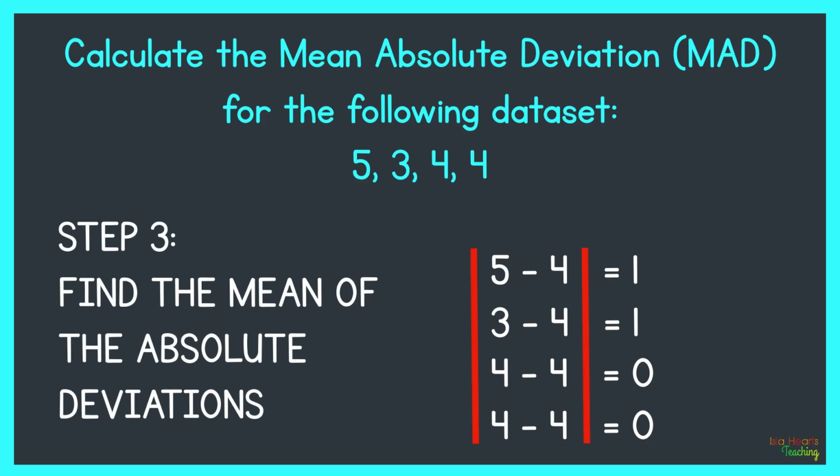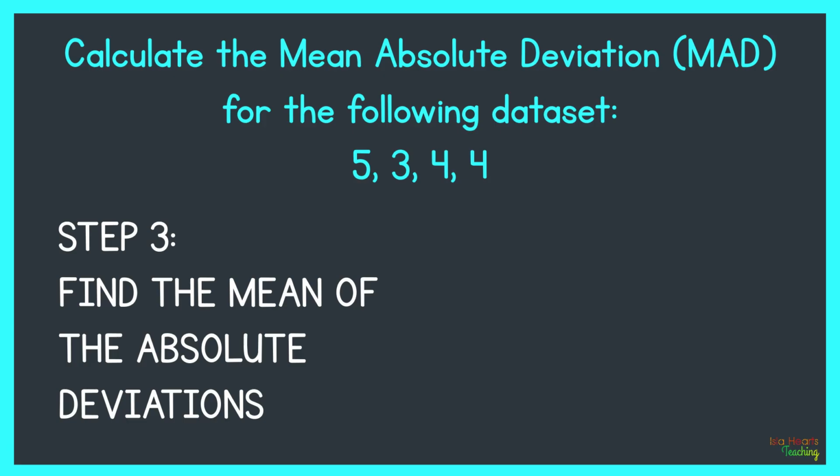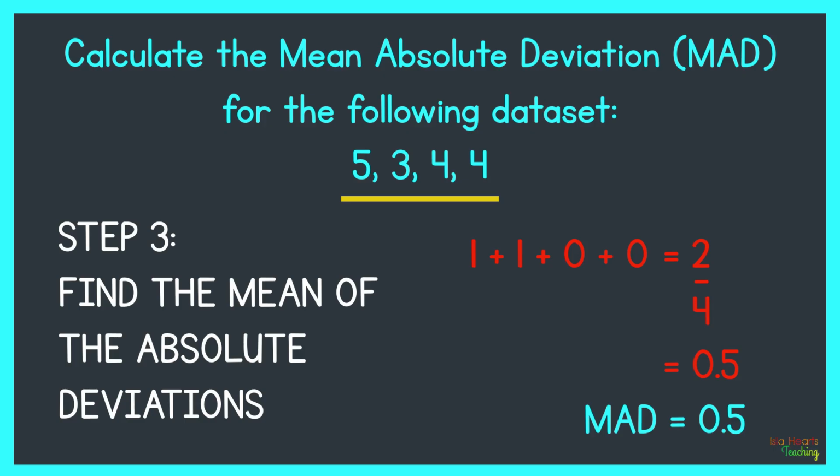The final step is to find the mean of the absolute deviations. Remember, these distances here are the absolute deviations: 1, 1, 0, and 0. We must find the mean of these numbers. And we do this by first adding them. 1 plus 1 plus 0 plus 0 is equal to 2. Then, we divide 2 by the number of data points in the set, which is 4. 2 divided by 4 equals half. So the mean absolute deviation of 5, 3, 4, and 4 is half.